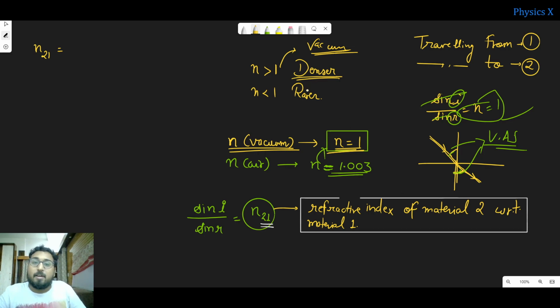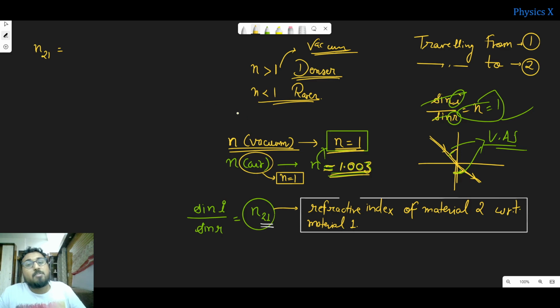And n less than 1 means it is rarer with respect to vacuum. Since air also has n of 1.003, we sometimes take the value of air as n equal to 1, which is not exactly equal to 1, but in air we sometimes consider that there is no refraction going on. So you can see that we can consider this refractive index with respect to some other material, or rather medium, which is the more accurate word.